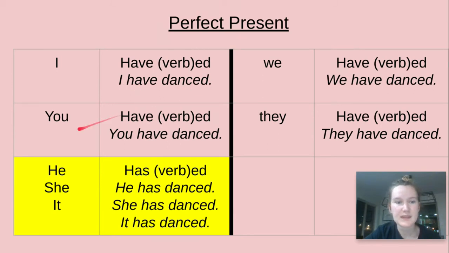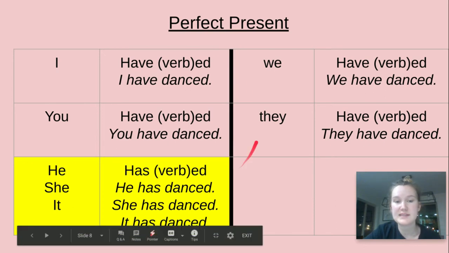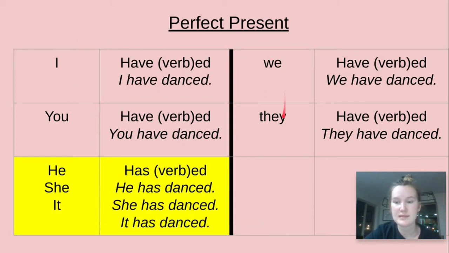Then here in this next box, we have our noun you. We have what we need to do to the verb. We need to add have. Then we have our verb with an ed on the end. An example sentence being you have danced. And remember, if a box is yellow, that means it's different from all of the other ones. So in this case, he, she, and it are different from I, you, we, and they in perfect present tense.